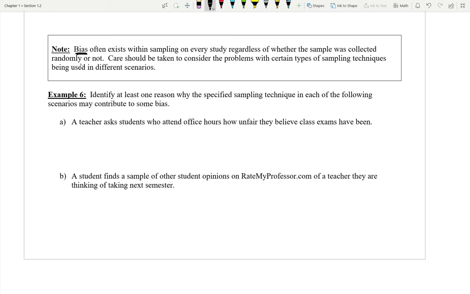So for example, it might be the case that I do something like one of the following examples here in number 6. I want to identify at least one reason why the sampling techniques that are shown here may actually contain some bias. So here's part A. Suppose that a teacher is going to ask students that attend office hours, maybe even a random collection of students that attend office hours, how unfair they believe the class exams have been thus far.